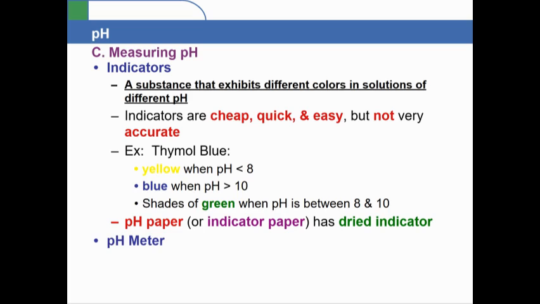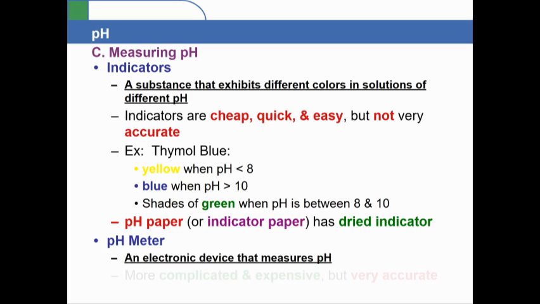Again, approximate. Now, a much more accurate way of doing it is with a pH meter. We will hopefully be using this in this class. A pH meter is simply an electronic device that measures pH. It is more complicated to use and obviously more expensive since it's a piece of hardware, because it has to be calibrated. But once it's calibrated and if used correctly, they tend to be extremely accurate.